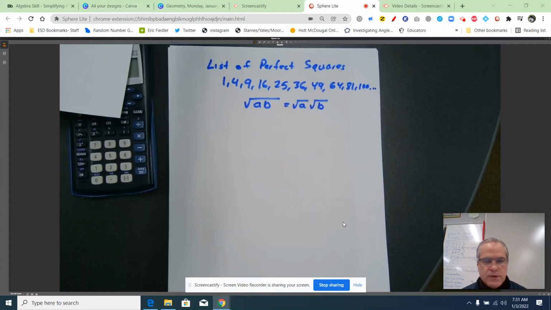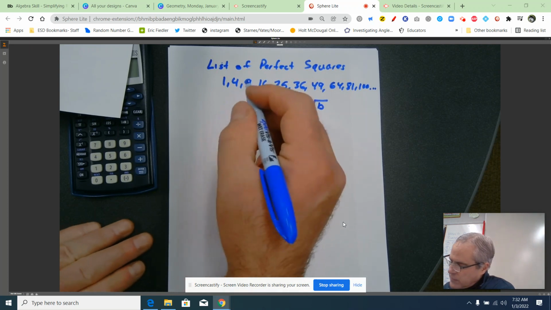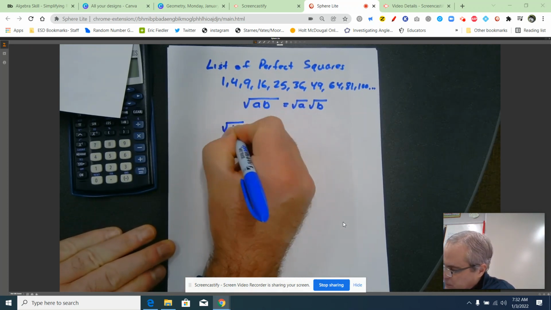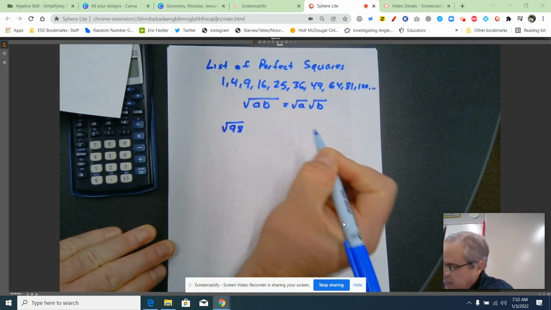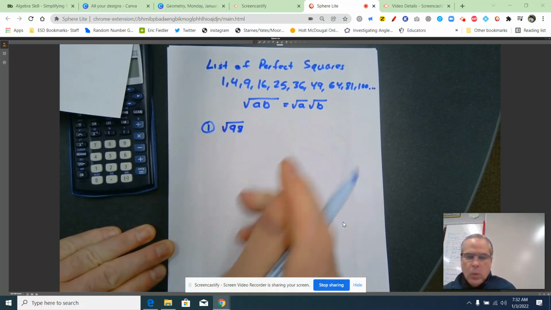Second video is going to have a practice on a bunch of these. Simplify, and remember, this is something you do not want to use a calculator on. Okay, so this is a practice, a skill that I need you guys to be able to master. And here's the first one I want to show you, and it's off a worksheet. The square root of 98, we'll say this is problem number one.